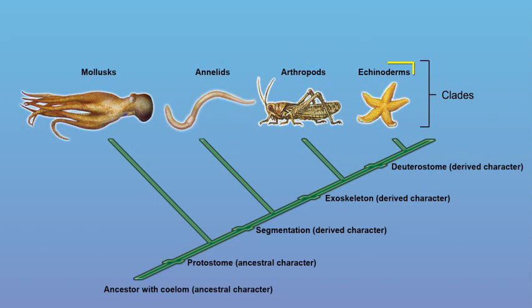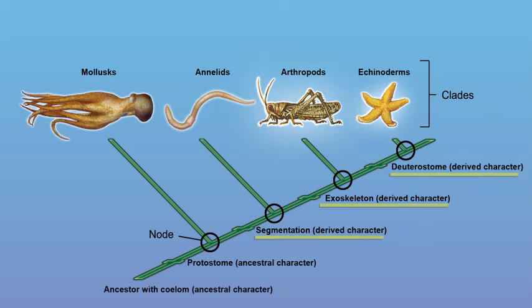Each line that breaks away from the main line is called a node. The nodes where the branches originate represent a common ancestor. Thus, echinoderms and arthropods have 3 derived characters in common, so they share a more recent common ancestor than echinoderms and mollusks.